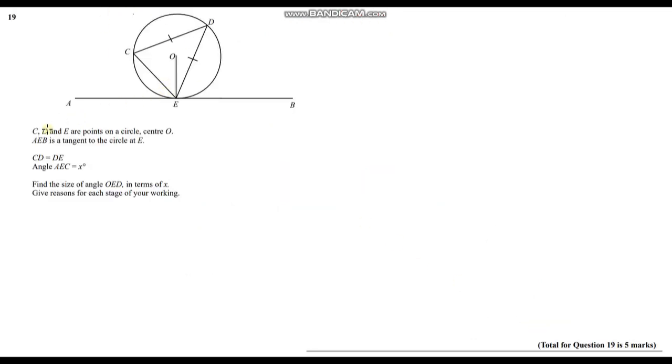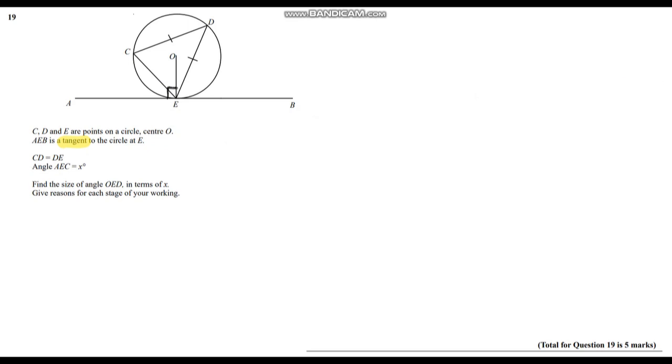Question 19. C, D and E are points on a circle centered O. AEB is a tangent to the circle at E. So this line here is a tangent at this point. Now, before I go any further, there's something you should know about tangents. Tangents meet radii at 90 degrees. So this angle is 90 degrees. That's probably going to be really important for later, so I'll put that in now.